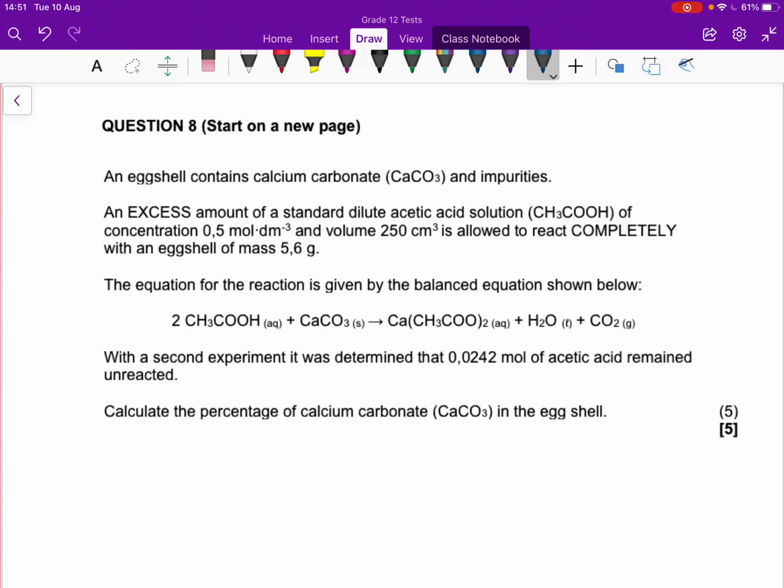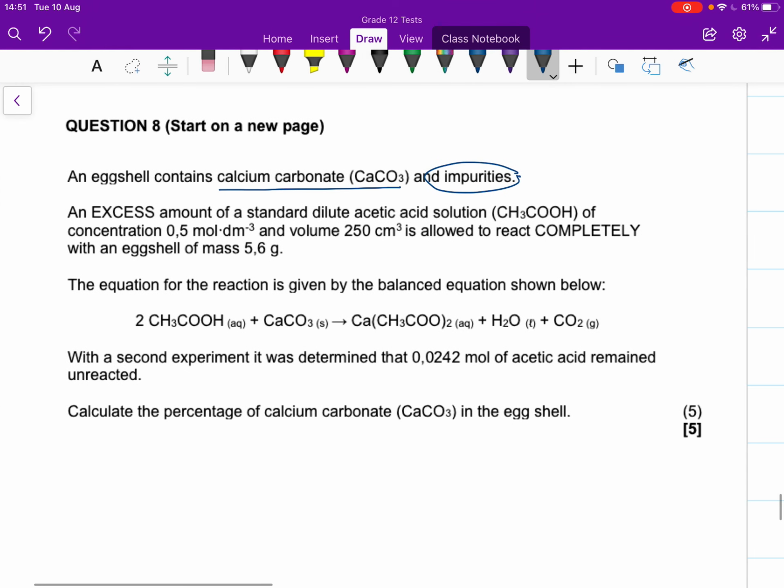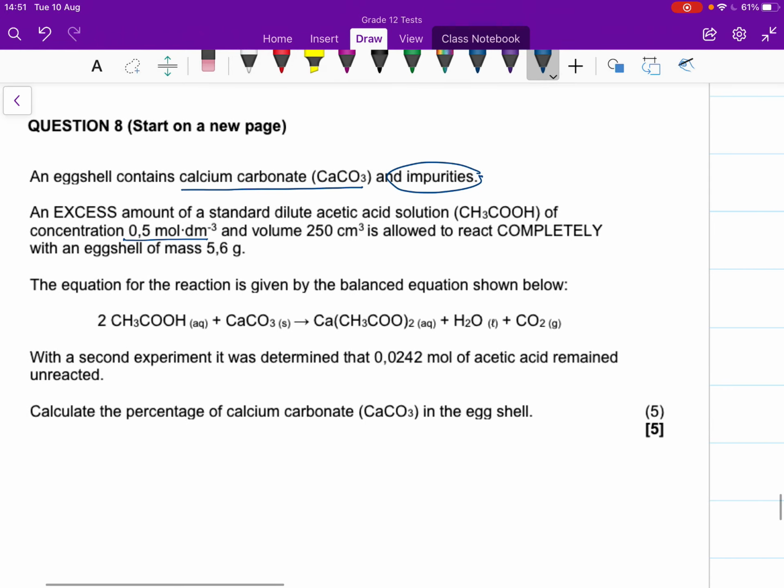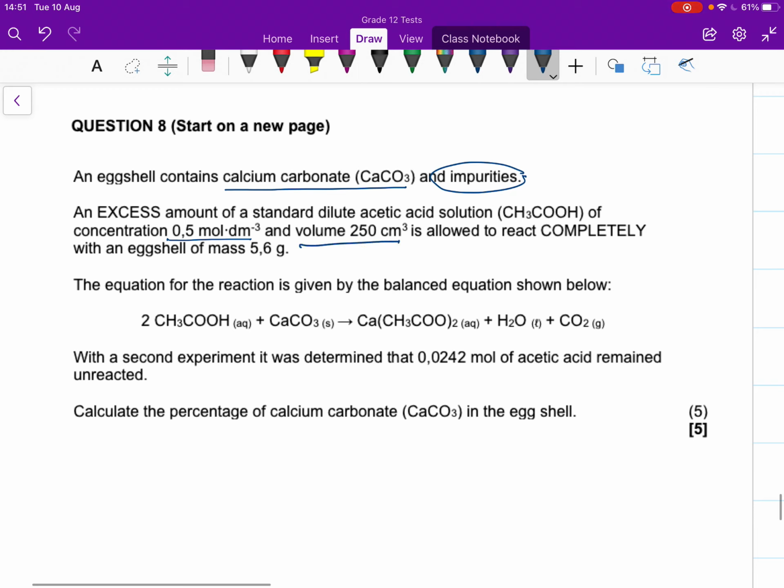Question 8 of the term 2 control test. So here we go. An eggshell contains calcium carbonate and impurities. An excess amount of a standard dilute acetic acid solution of concentration 0.5 moles per decimeter cubed and a volume of 25 centimeters cubed is allowed to react completely with an eggshell of mass 5.6 grams. So in other words, the acetic acid is my limiting reactant.